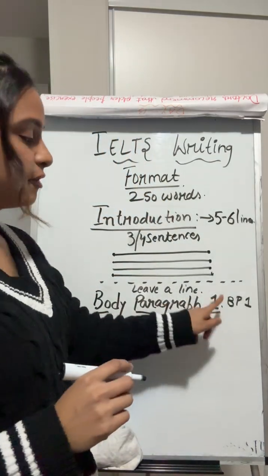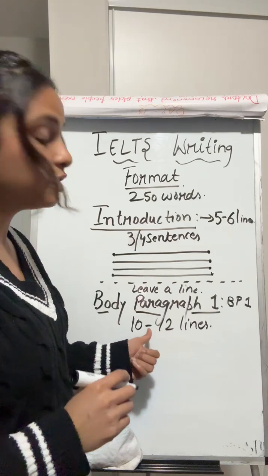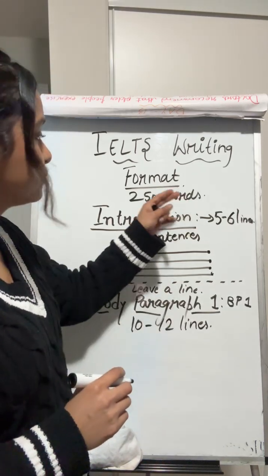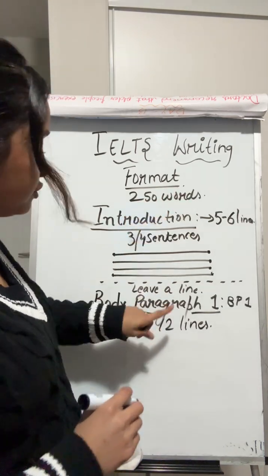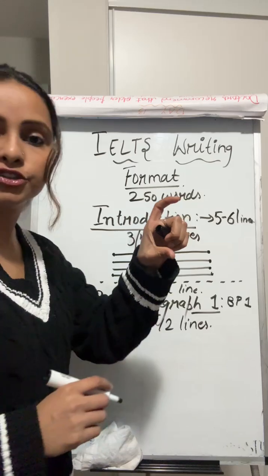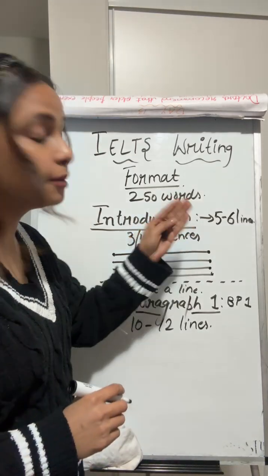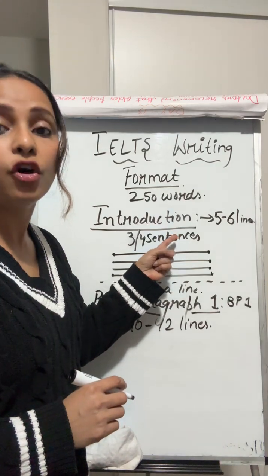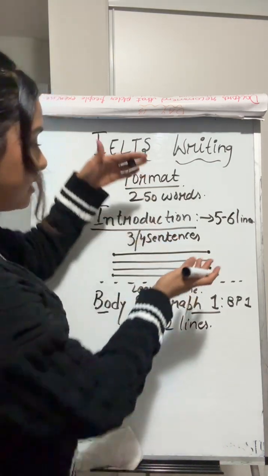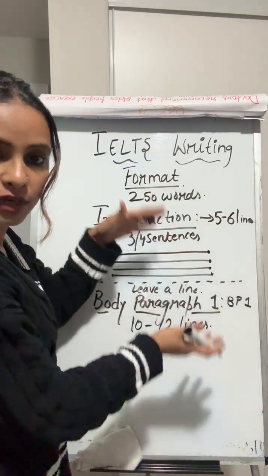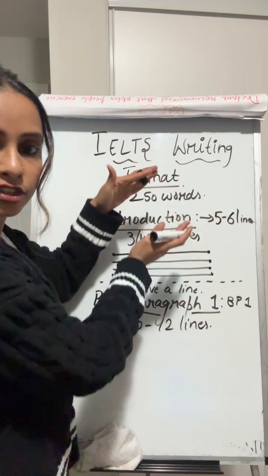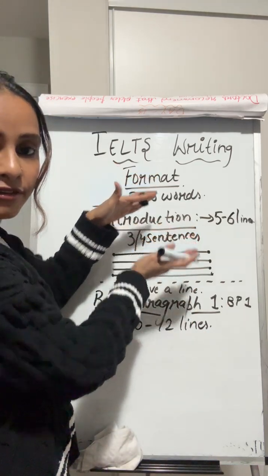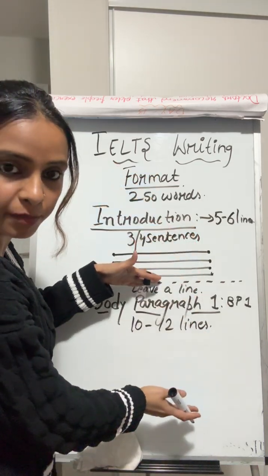So body paragraph 1, that is called BP1, should be at least 10 to 12 lines, because we have to write 250 words. It should not be similar to the introduction. It should not be 5 to 6 lines. It should be double that of the introduction. And the introduction should not be 10 lines. Some students write 10 lines here, 10 lines here, so it looks similar. It should look like this is the starting paragraph and this is the main body paragraph.